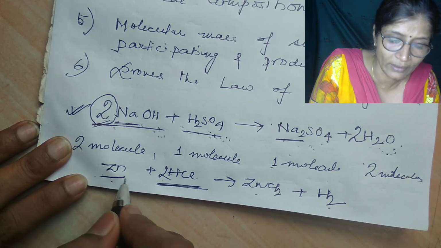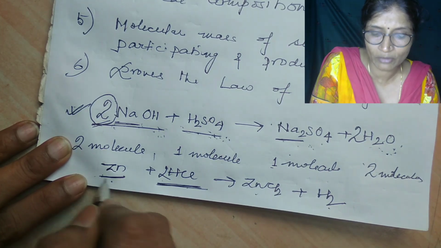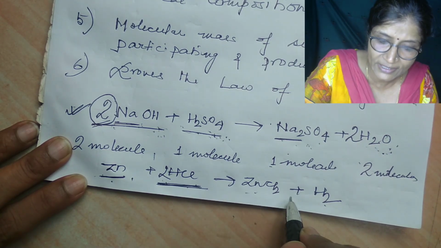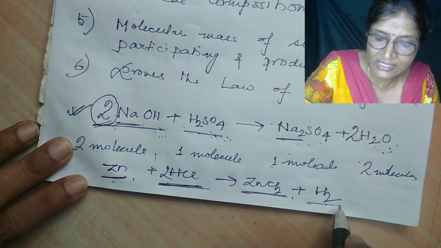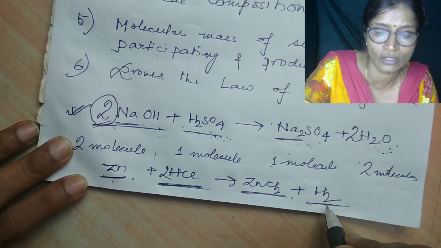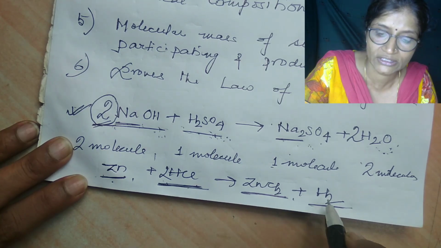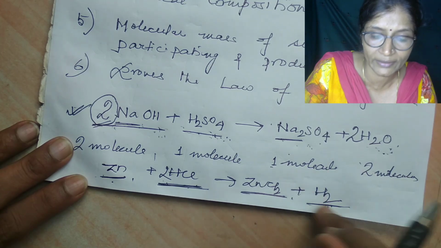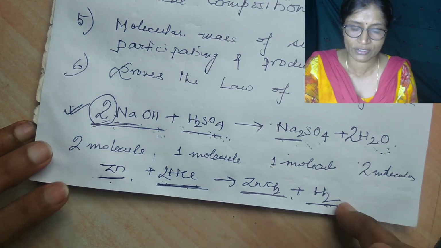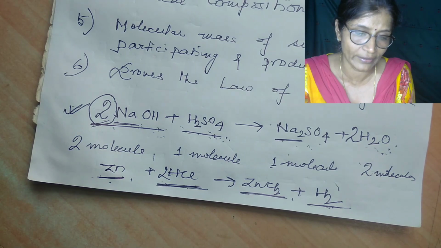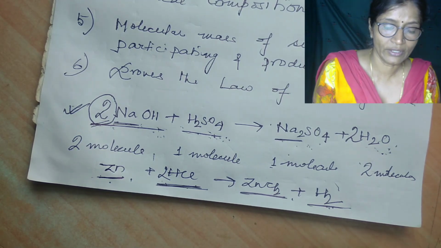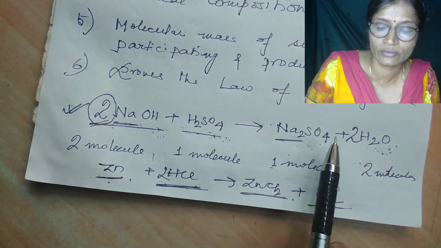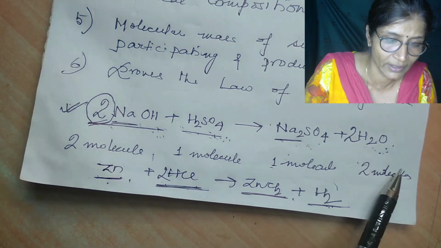So it is 1 atom of zinc, 2 molecules of hydrochloric acid, 1 molecule of zinc chloride. It is a compound, so it is 1 molecule, and this hydrogen is in the molecular state, so it is also 1 molecule of hydrogen. I told you that H2, N2, oxygen, all these things we have to write in the molecular state, not in the atomic state. So this is 1 molecule of hydrogen. So we can know how many molecules of the substance are reacting and how many molecules of each substance are formed during the reaction.